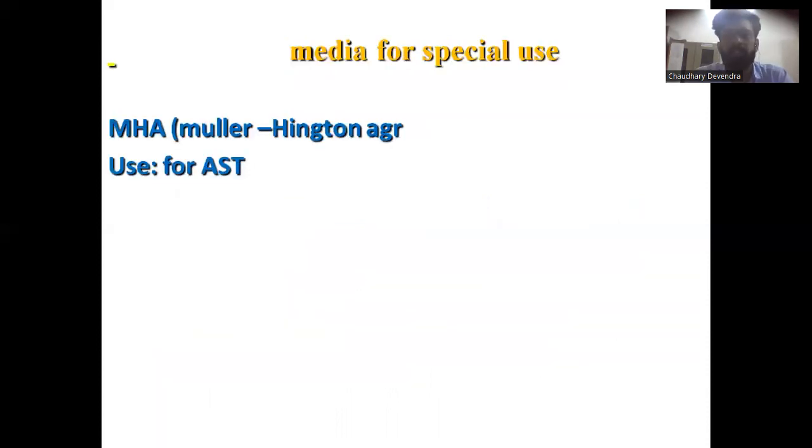Media for special use, like MHA, Mueller Hinton agar, used for AST or antibiotic sensitivity testing by the disk diffusion method. We already learned it in the culture methods.